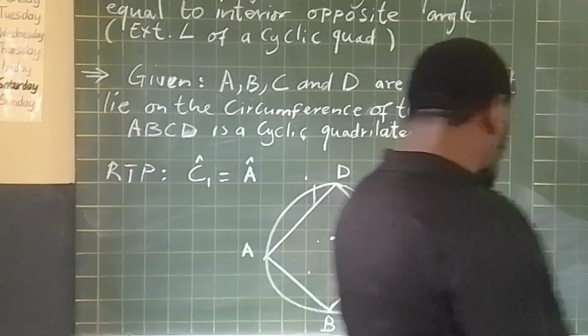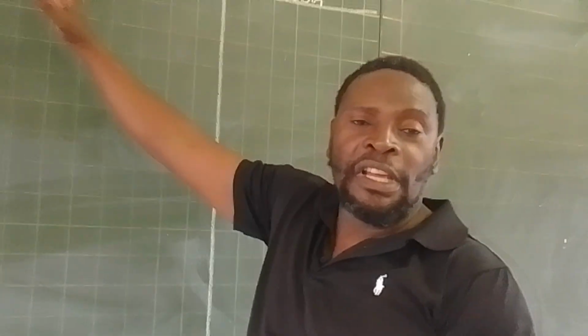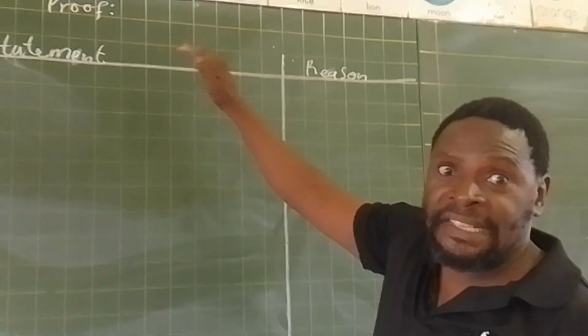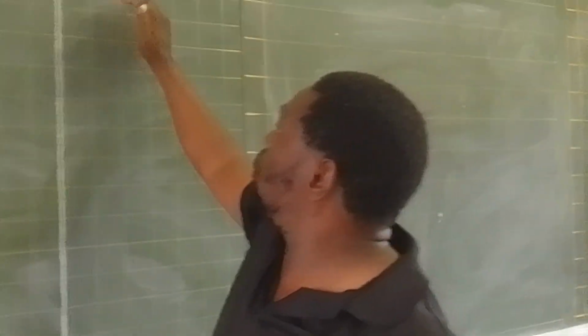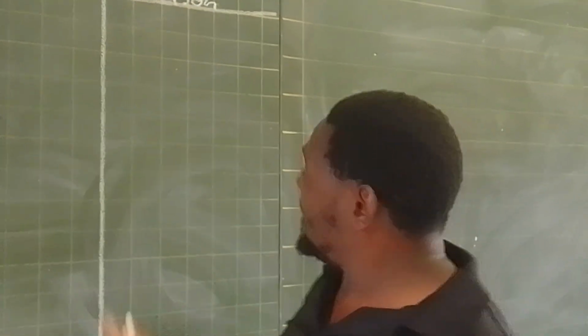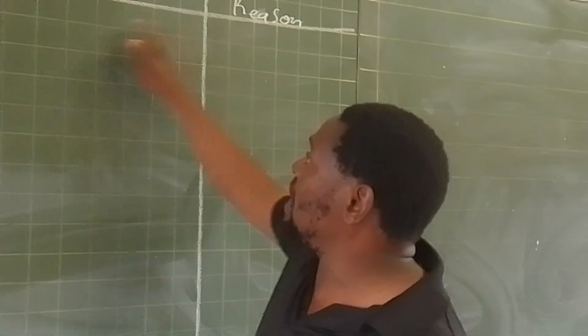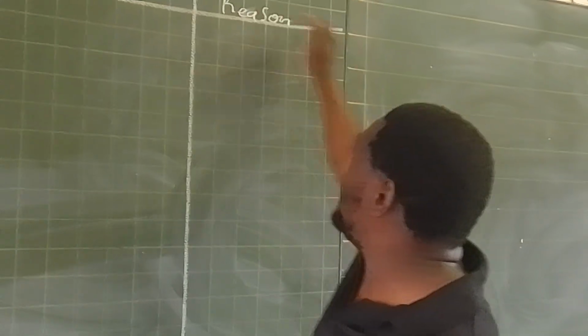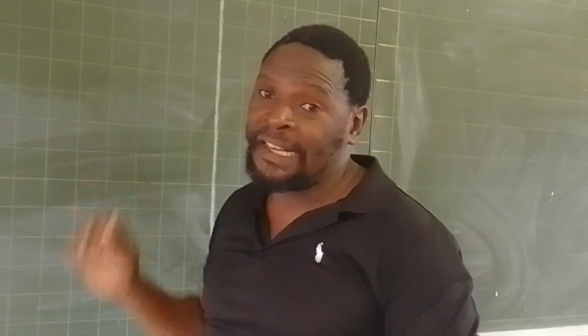Now to prove that, we start with statement and reason. Please, grade 11 and 12, whenever you are doing geometry, the cyclic geometry, please make sure that you write the statement separate from the reason. Maybe this is the style, the format which I like. Other teachers will teach you differently, but without a statement and a reason, you are doing nothing in cyclic geometry.